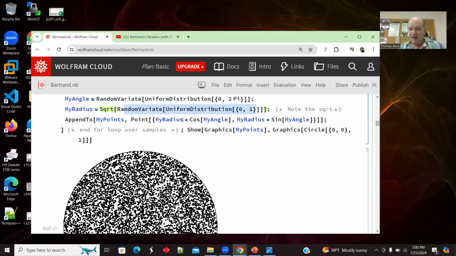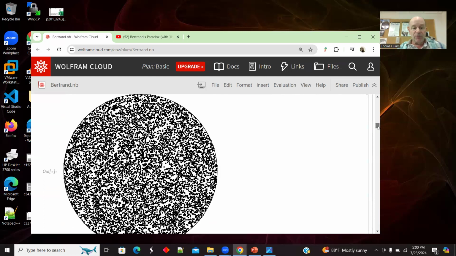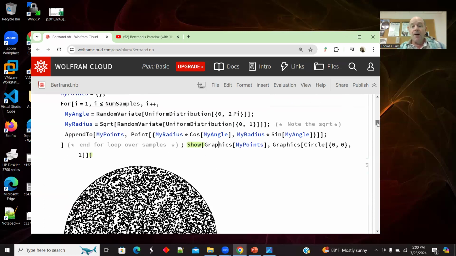And then I'm just adding points. This is a Mathematica thing. There are circles and lines and points, and these are graphical, so then I can use graphics and show it. And so I make this collection of points, and at least that looks pretty uniform to me. And so that suggests that this square root thing is the right thing to do to get the points uniform.